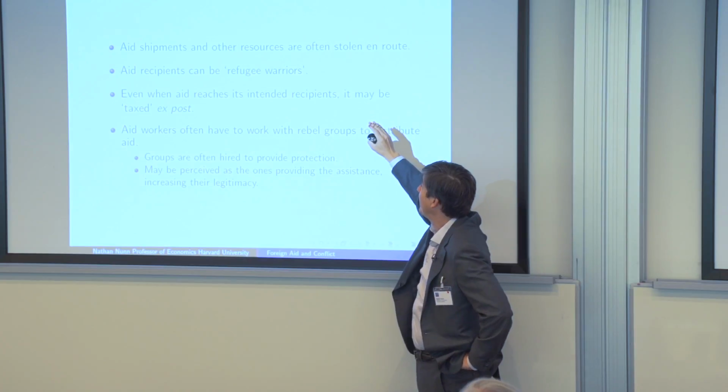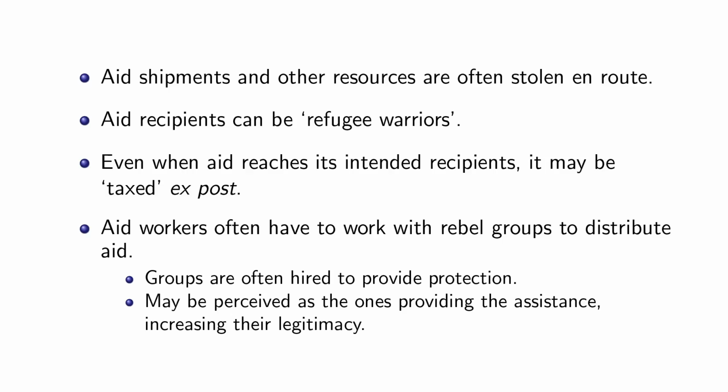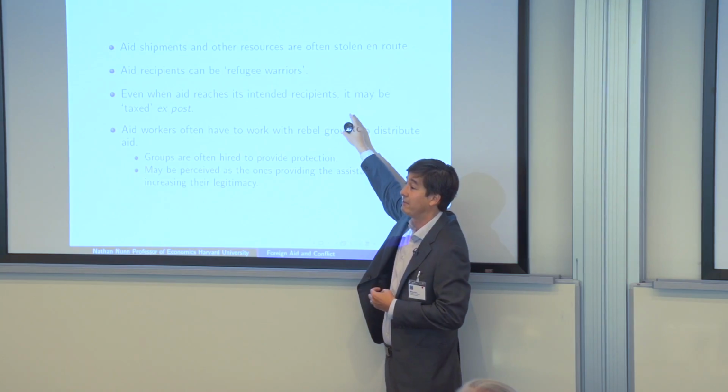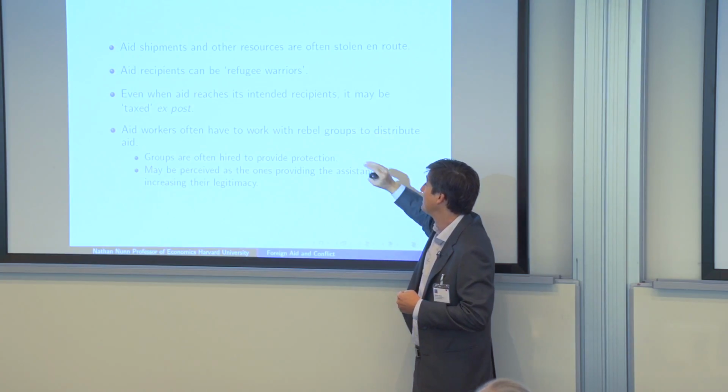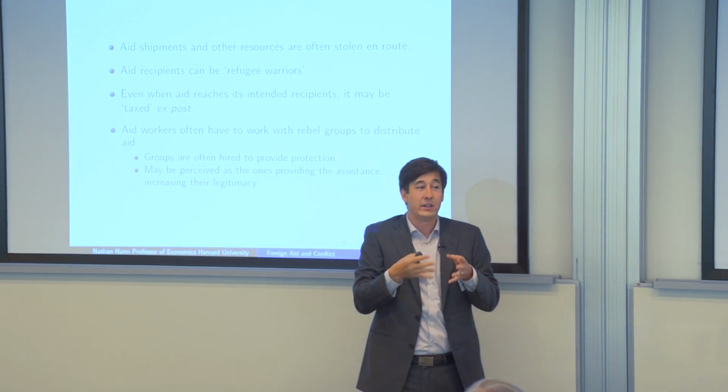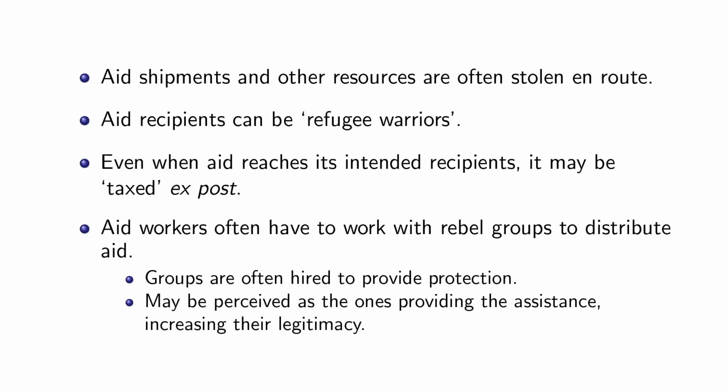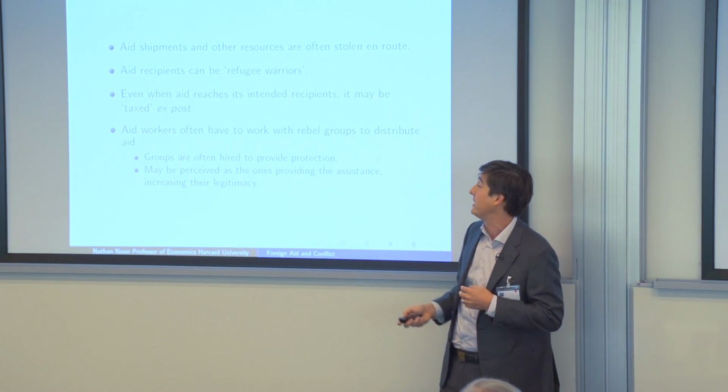And so the concerns you read about are, well, aid shipments and other resources are often stolen en route. Okay? Aid recipients can themselves be refugee warriors. So these are actually people who are engaging in conflict and they're receiving foreign aid directly. Even if you target aid and you give it to the right people who aren't involved in conflict, ex post it can be taxed, right? So in the refugee camp in Goma, there's lots of stories like this. And then often aid workers who are trying to do work in these very difficult situations have to work with rebel groups or those that have some capacity in violence in order to distribute aid, okay? So they're actually often hired and that might increase their legitimacy. So these are the concerns that are raised, okay?